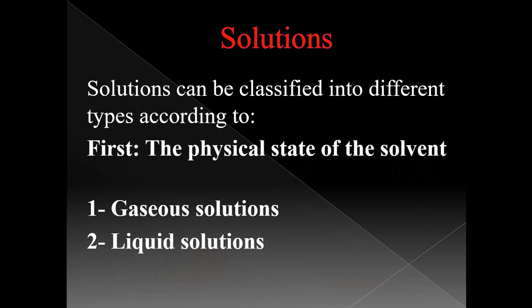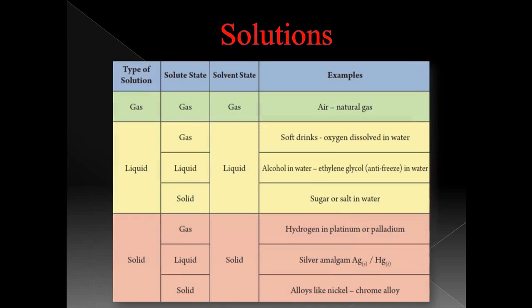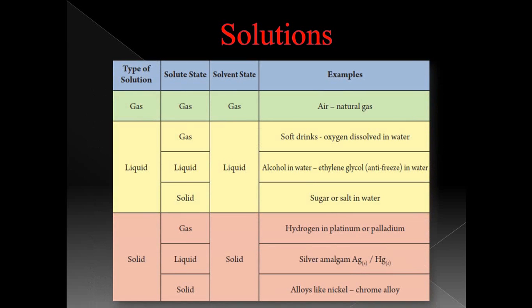We can have gaseous solutions if the solvent is gas, or liquid solutions if the solvent is liquid, or solid solutions if the solvent is solid. And here are some examples. Like a gaseous solution, if the solute is a gas and the solvent is a gas, this is like air. The air around us consists of different gases, and they're all mixed equally.